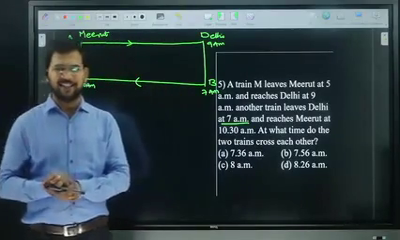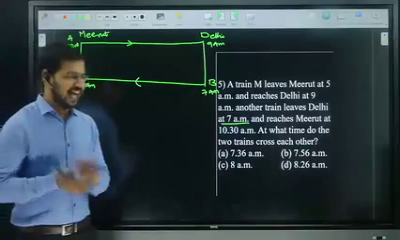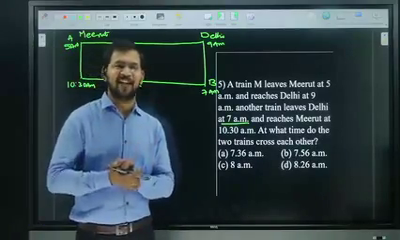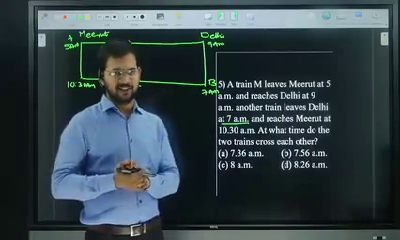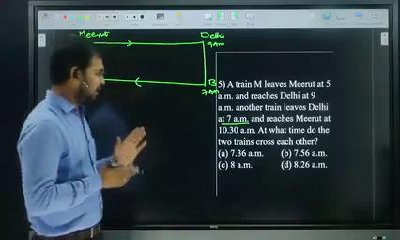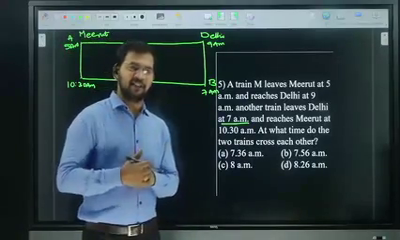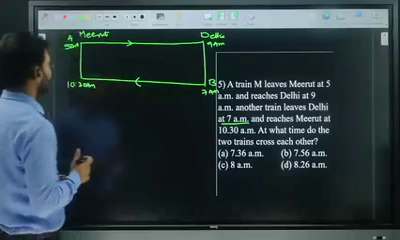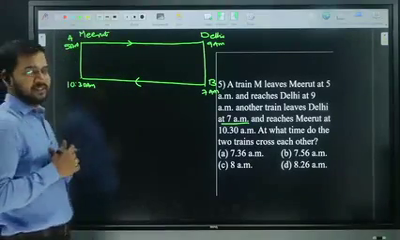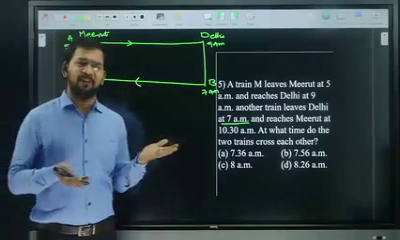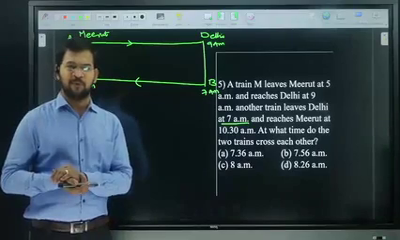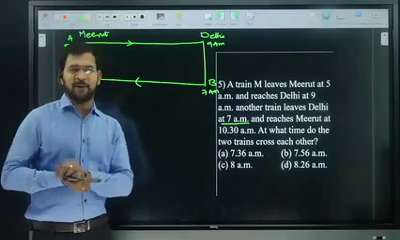All of it clear? I don't know the distance. I don't know the speed of the first train. I don't know the speed of the second train. They're asking simply at what time the two trains cross each other. All of it clear? Just look at me, all of you. But I know only the timings. Starting time I know, ending time I know. Therefore, the duration I know, no?